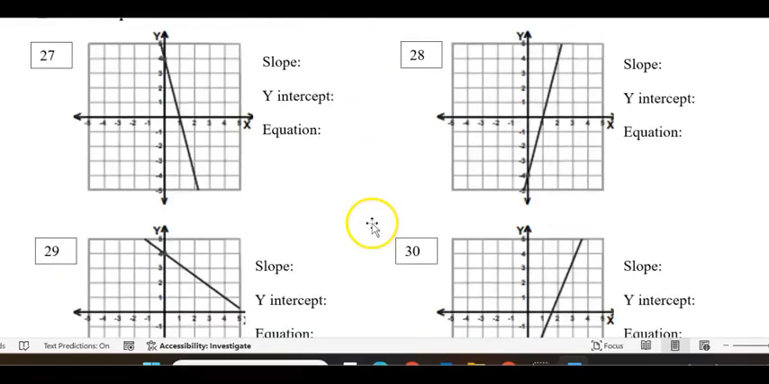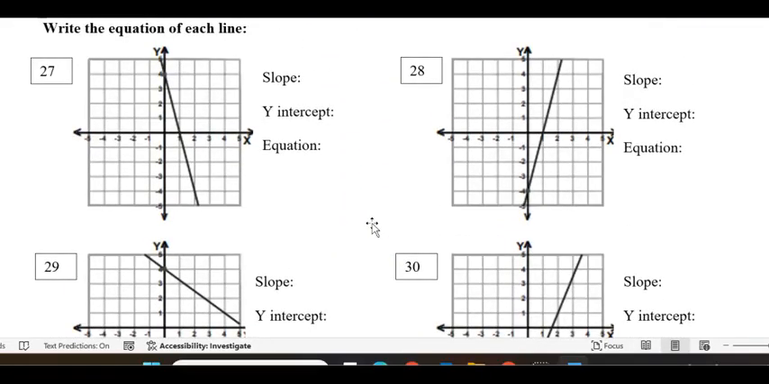Okay. And then last little piece, we have a graph and we need to write the equation. Okay, so for slope, I need to find 2 points on here. There's one there and one there. So my slope is down 1, 2, 3, 4 over 1. All right, -4 over 1 simplifies to -4. My y-intercept is at +4. So my equation is y equals -4x plus 4.